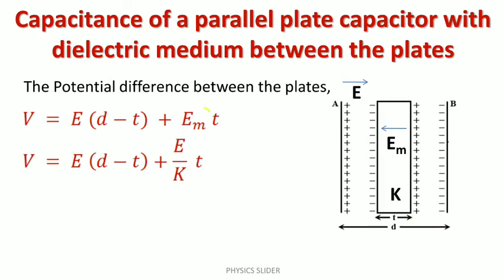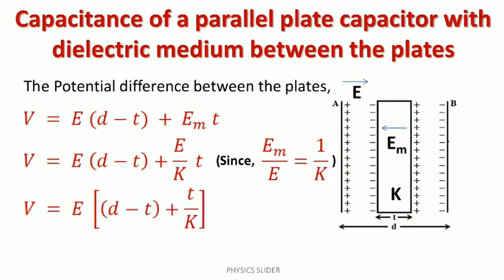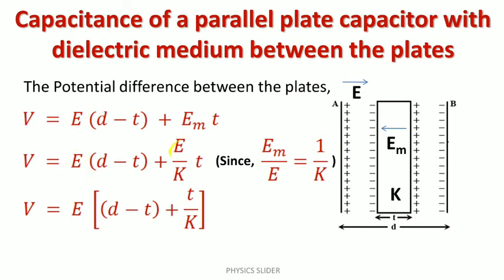Now put the value of EM as E upon K. Where does this come from? This comes from here, because EM upon E is equal to 1 upon K. Now take this E as common. We will have in the bracket D minus T, this, and T upon K, this.